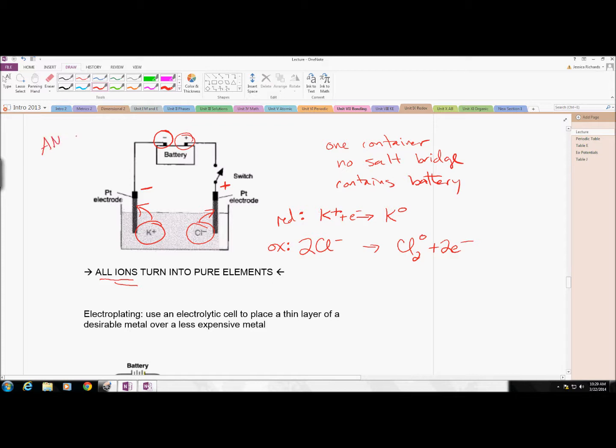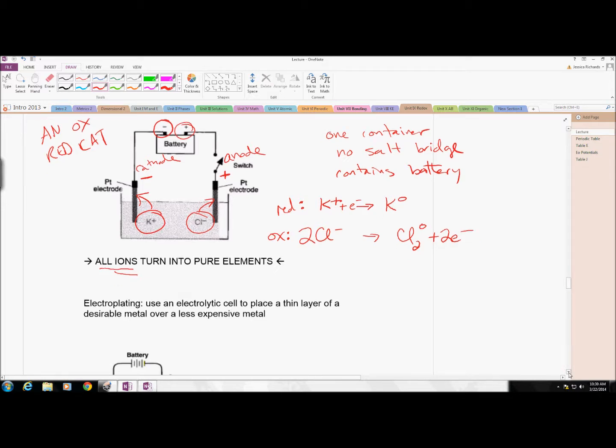An Ox Red Cat still applies. So if potassium is going to this electrode and it's being reduced, this must be our cathode. And the chlorines are going to this electrode and they're being oxidized. So this is now our anode. Notice the names for the electrodes are opposite. Their charges are opposite. And this is because it is not spontaneous. So this is a non-spontaneous reaction. We're forcing electrons in. The charges of our anodes and cathodes are reversed.